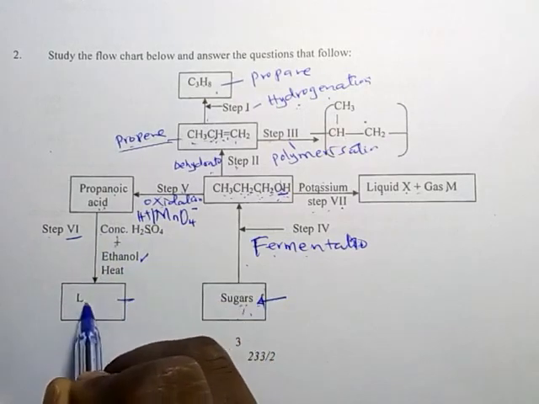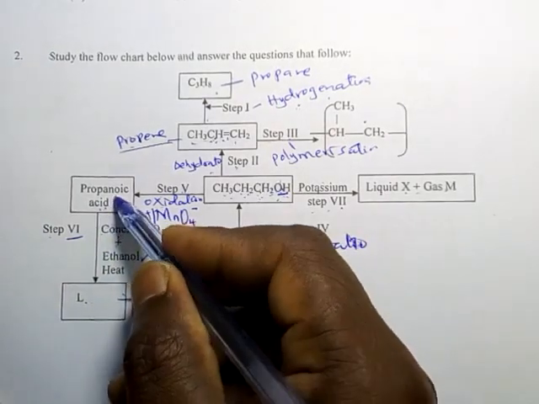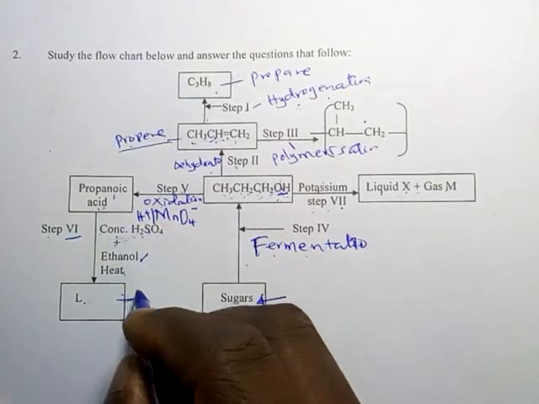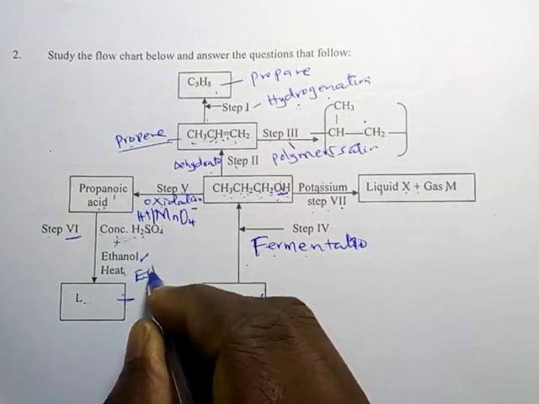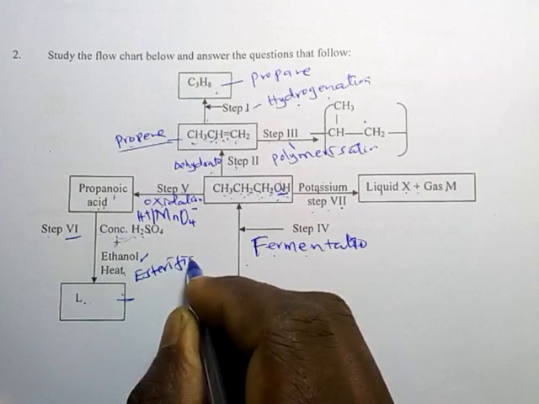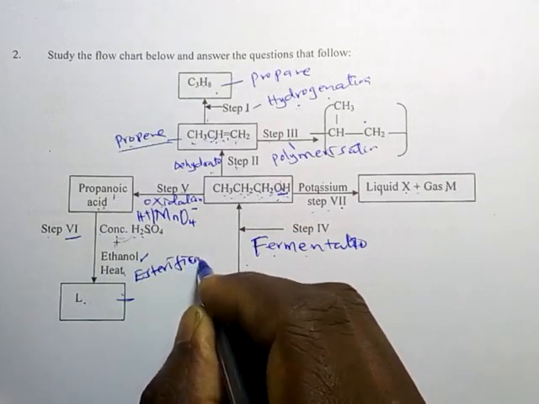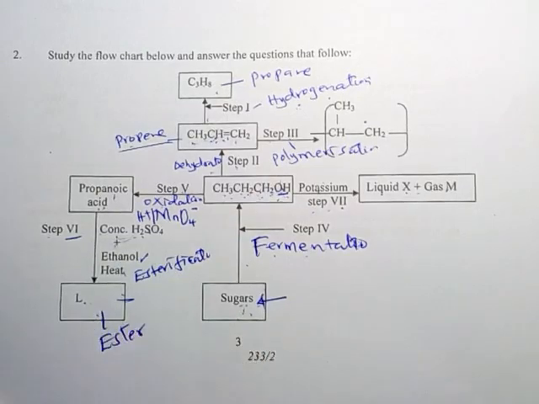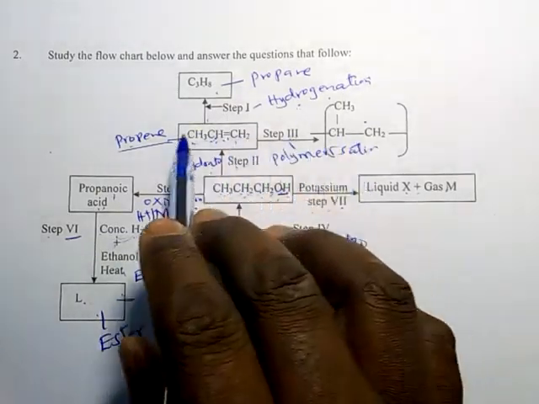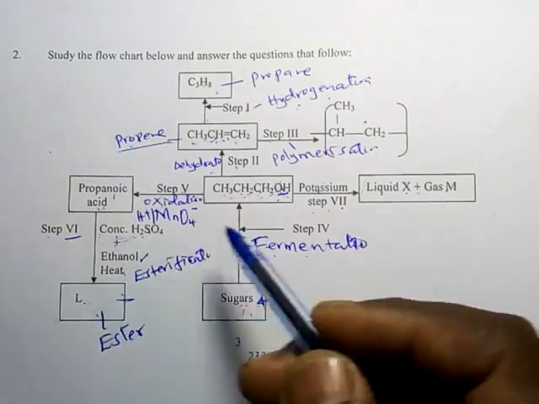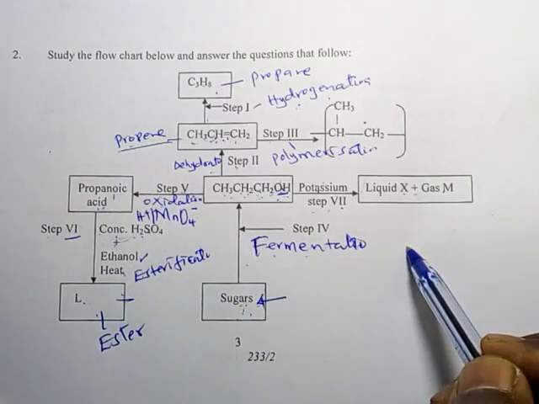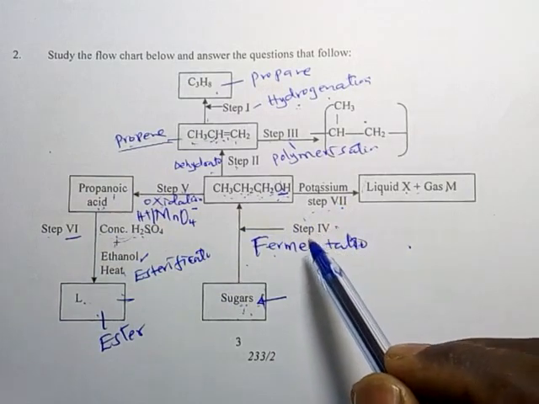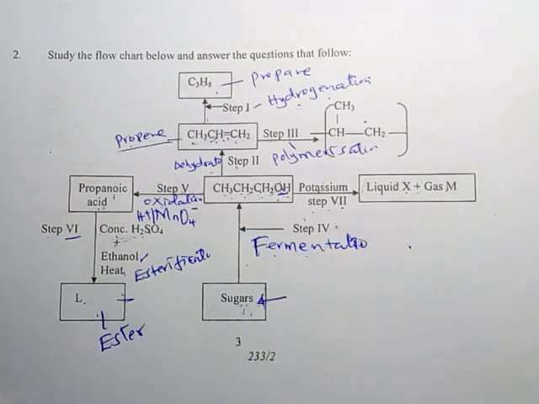It forms L, and whenever you see propanoic acid and ethanol in the presence of sulfuric acid, that one is esterification. So this one is an ester. L is an ester. So you see, we have done the analysis. So once we go to the questions, you will just be picking the answers from here. Thank you. So let us go straight to the questions.